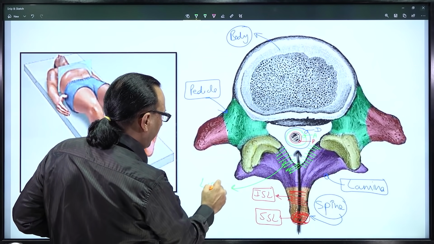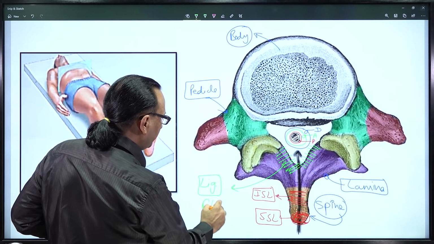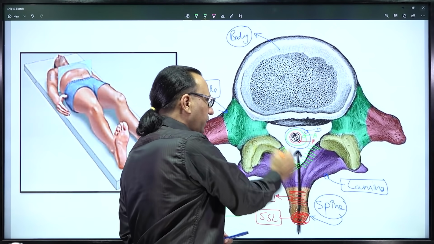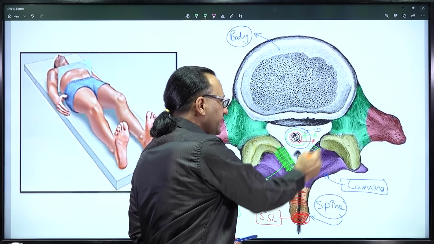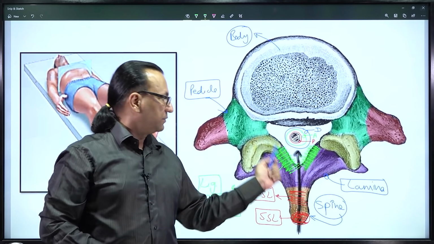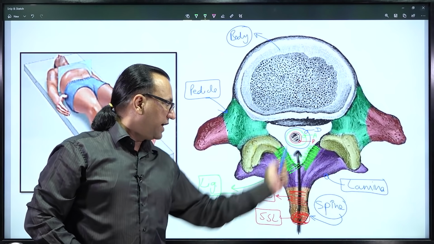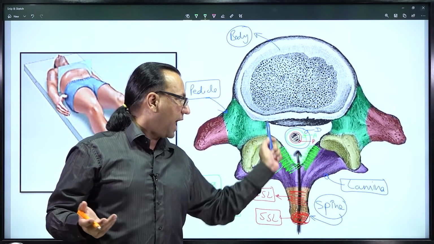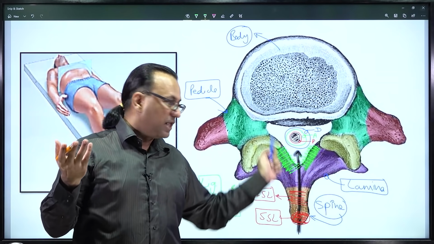So as I puncture the ligamentum flavum, I can enter the vertebral canal, or what we are calling the epidural space. Let us look at these three ligaments once again, which you need to puncture before you reach the epidural space to give epidural anesthesia.